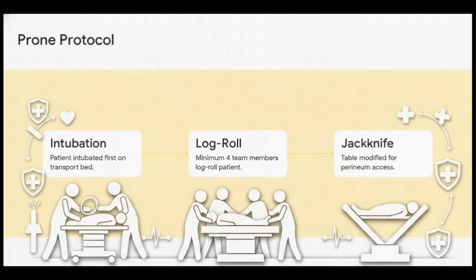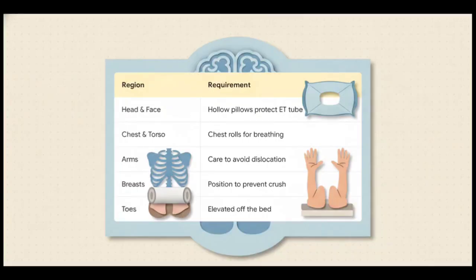Step 3. Depending on the surgery, we might apply the jackknife modification, which literally bends the table to give us excellent clear access to the perineum. Once they're prone, the work isn't done. We have to meticulously verify every anatomical region from head to toe.